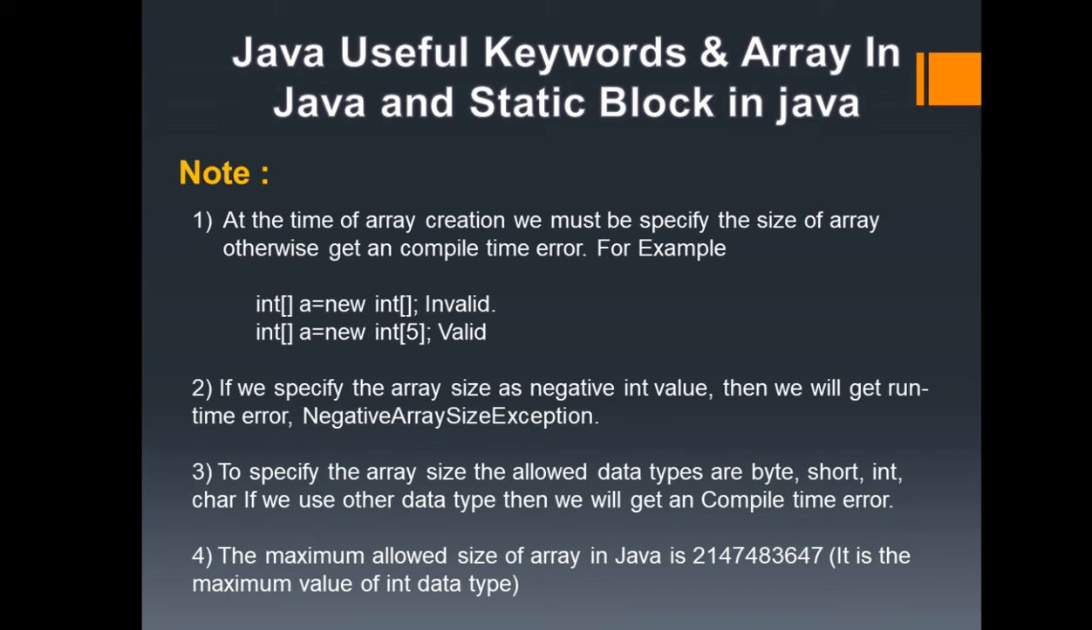To specify the array size, the allowed data types are byte, short, int, and char. If we use any other data type, then we will get a compile time error. The maximum allowed size of an array in Java is 2147483647. It is the maximum value of the int data type.